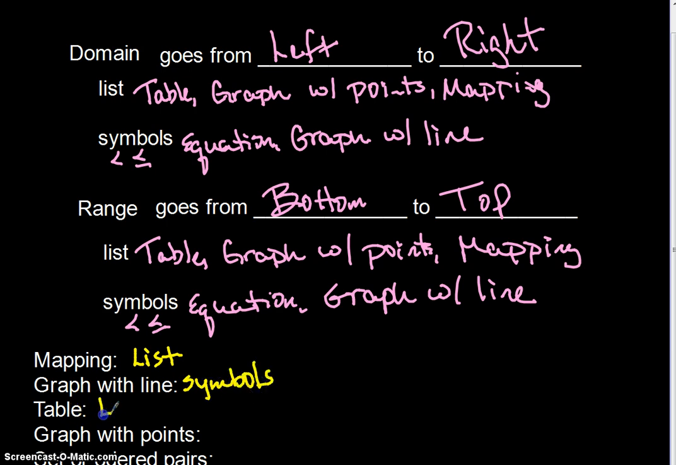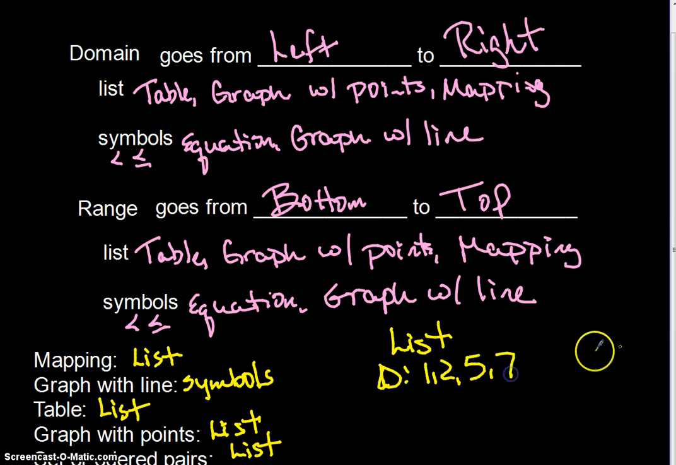If they give you a table, it's going to be a list. If they give you a graph with points, it's going to be a list. If they give you a set of ordered pairs, it's going to be a list. So your list looks like, you would just say domain is 1, 2, 5, 7, whatever. Your range would be -2, -3, -5, whatever.